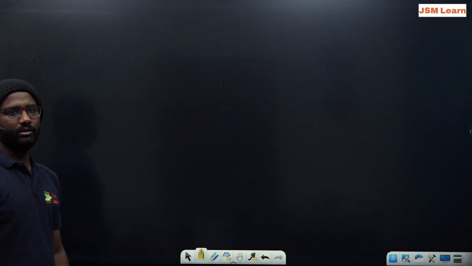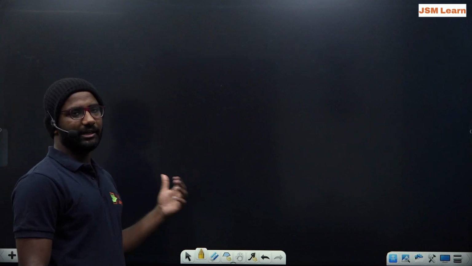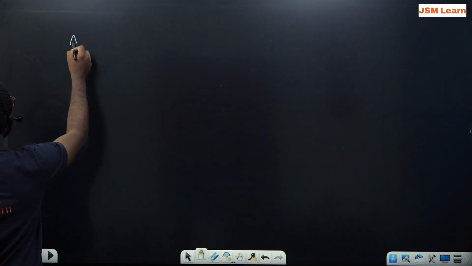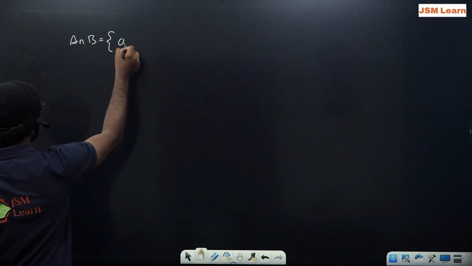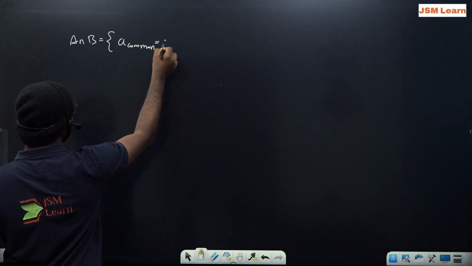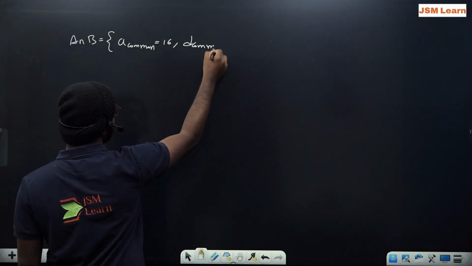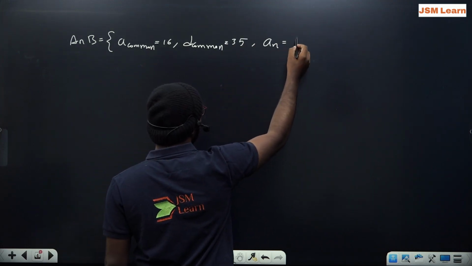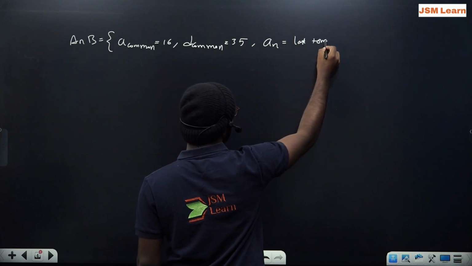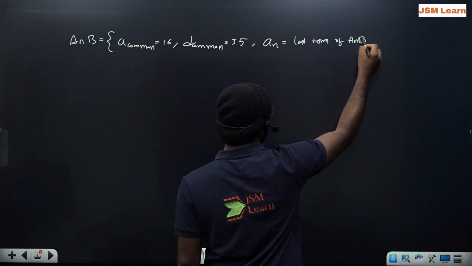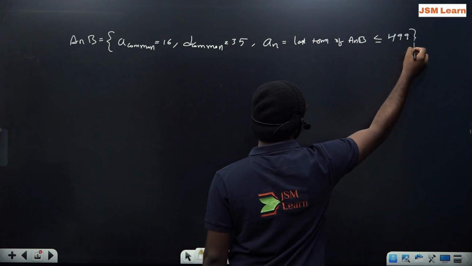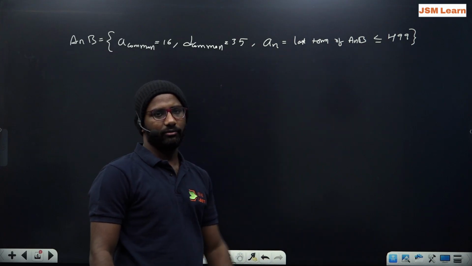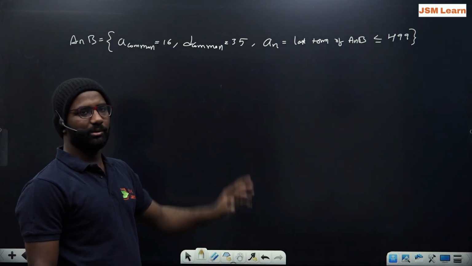Now we find the number of terms in A intersection B. We know that a common equals 16 and d common equals 35, and the last term of A intersection B should be less than or equal to 499, that is the last term in set B. So we have chosen 499 as our maximum possible term.